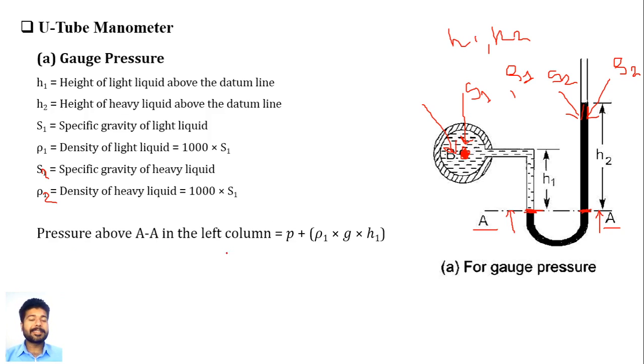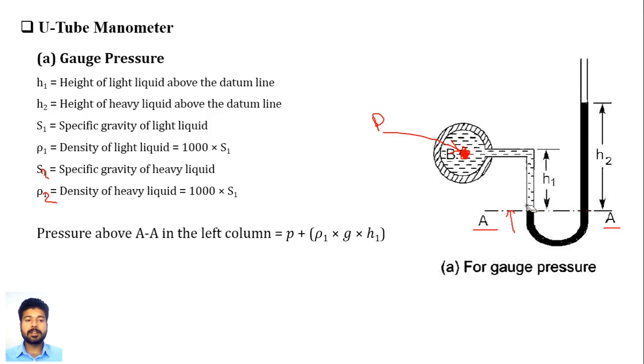As per Pascal's law, let's find the pressure above this datum line AA in the two limbs. First, the left limb: the pressure in this pipe, which we are going to find, that is PB, the pressure in pipe B, plus the pressure due to this much height above the datum level of the same fluid, H1. This is the pressure head, rho g h, where rho 1 is the density of this liquid, g is gravitational acceleration, and the height is H1.